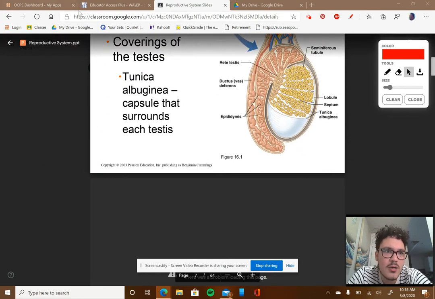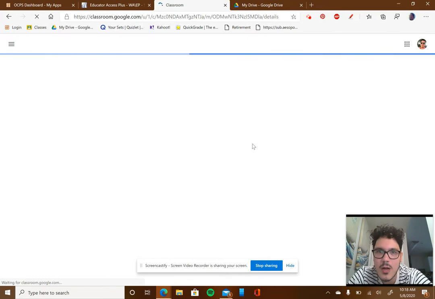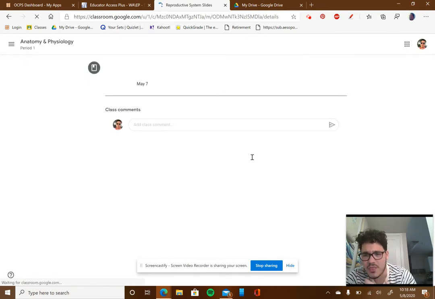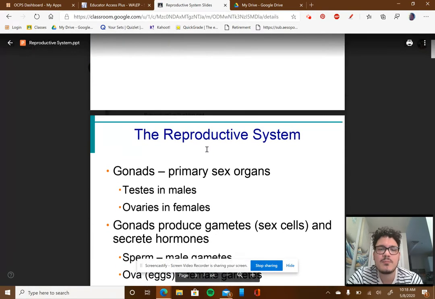Let me go ahead and reload this real quick just to make sure that all the slides are loaded in properly. But yes, we are going to start off with where the sperm is made, in the testicles.